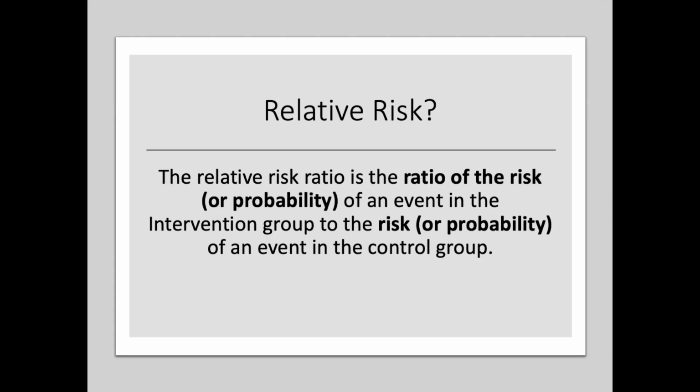Now let's look at relative risk. So the relative risk ratio is the ratio of the risk or probability of an event in the intervention group to the risk or probability of an event in the control group. So now here, when we're looking at risk, the risk of failing is the number of events over the number of events and the number of non-events.